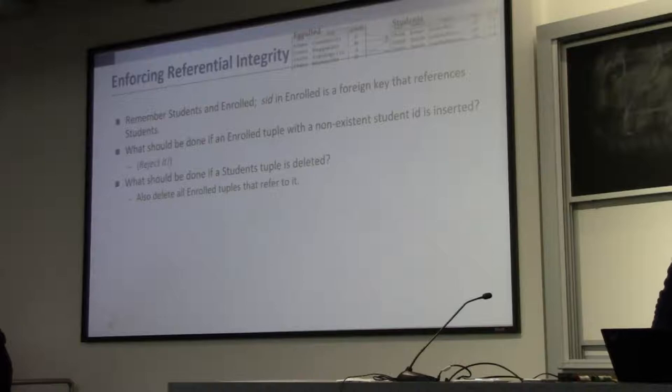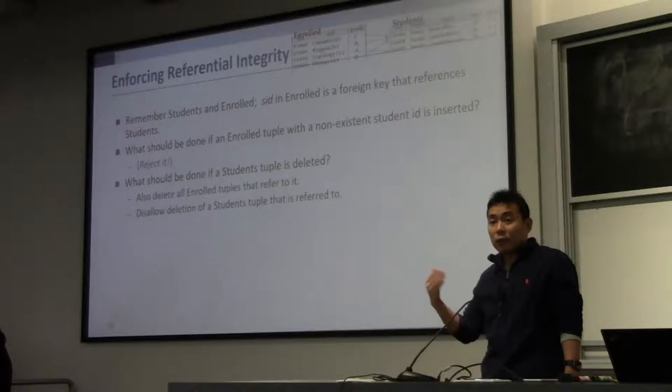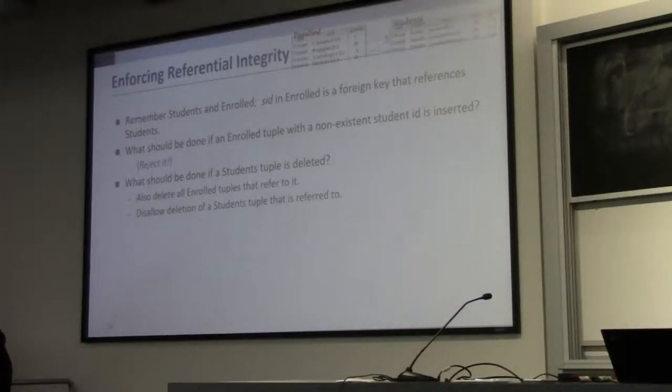Possible action number one. Another possible action is to say, this might be a mistake. If you try to delete a student record, you better make sure all the pointers, quote unquote pointers, referencing that student object are being taken care of first before you delete the student record. If you enforce this, it avoids any potential null pointer reference in your code. So this is one possible action.